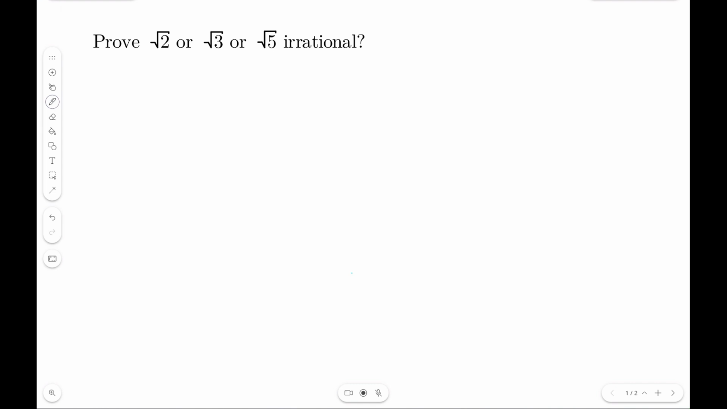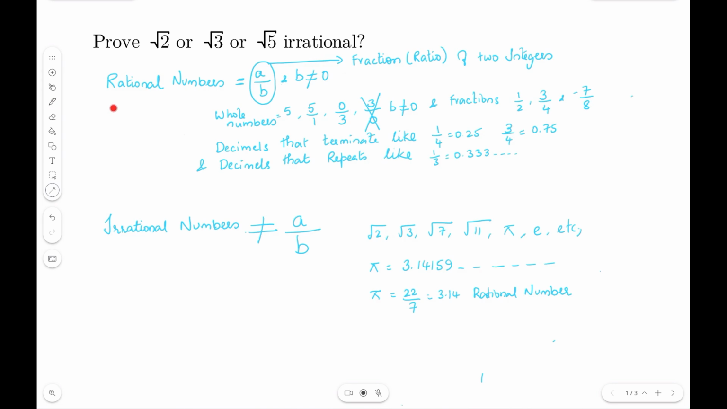Let's go. Now, before we solve these types of problems, first we should understand what are rational numbers and what are irrational numbers. Rational numbers are those numbers which can be written in the form a by b, where b is not equal to 0, and a by b is a fraction or a ratio. This word ratio has come from the word rational. The first five letters are ratio, and rational numbers means ratio of two integers.